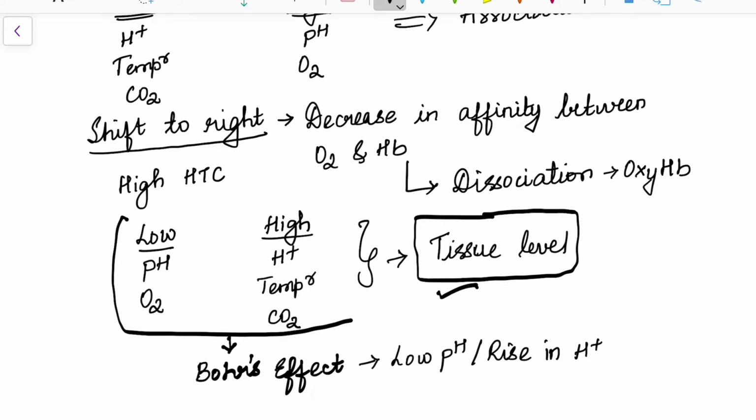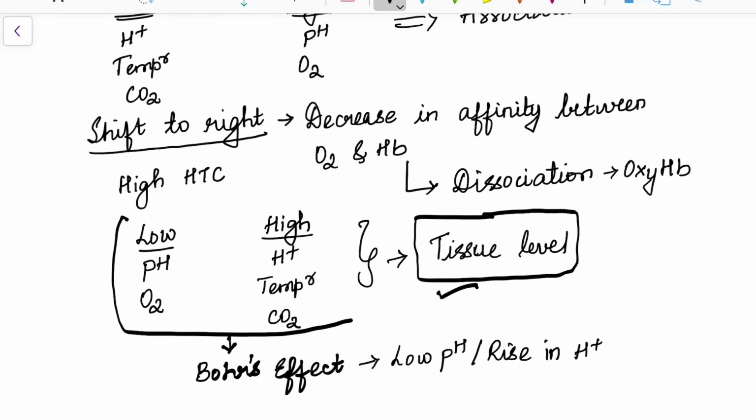Okay. Now, if you remember, while I was explaining shift to left, I had told you there are two different levels, correct? Now, the previous one was happening at the alveolar level. This is taking place at the tissue level because at the tissue level, the partial pressure of carbon dioxide is higher when compared to that of the partial pressure of oxygen, which will ultimately lead to what? Dissociation of oxygen from the hemoglobin, and hence we call this as what? Dissociation curve. Along with that, there is one more important point to remember, that is Bohr's effect. This is very, very important to remember.